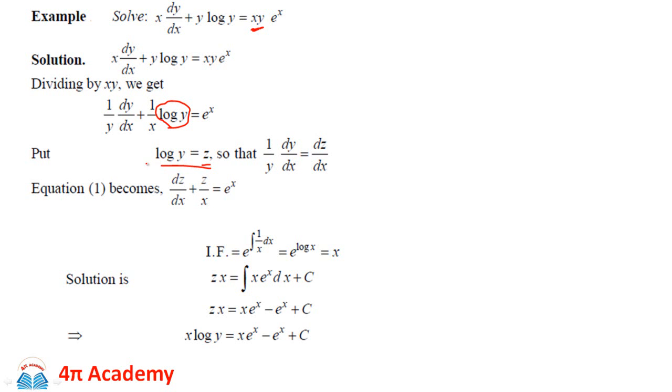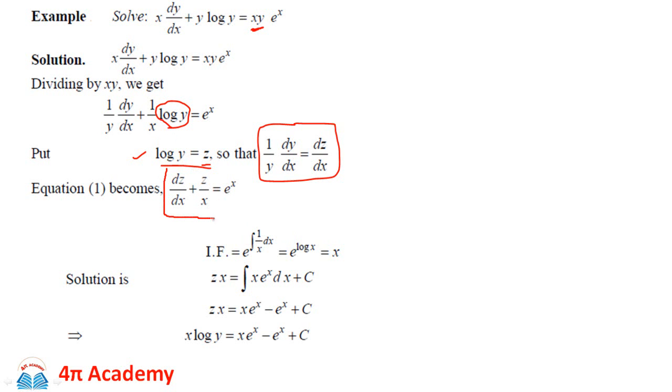Now let us differentiate this log of y is equal to z with respect to x, and therefore differentiation of this log of y will be equal to 1 upon y into dy by dx, and this is equal to dz by dx. So henceforth we can use this dz by dx for the 1 by y dy by dx. So this equation becomes dz by dx plus this log of y, which we have already substituted as z, divided by x, and that is equal to e raised to power x.